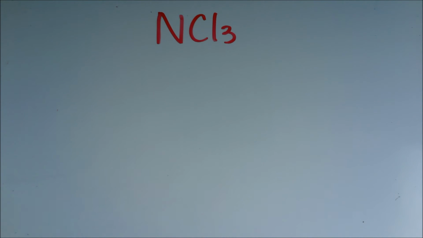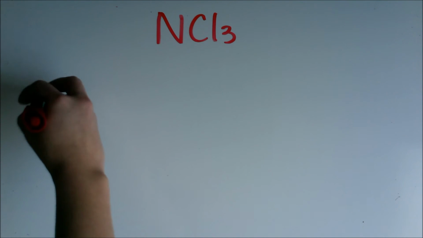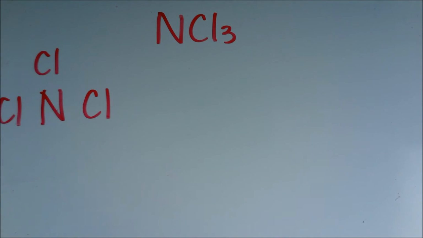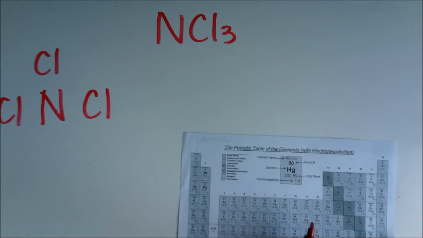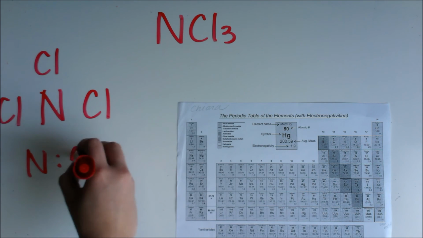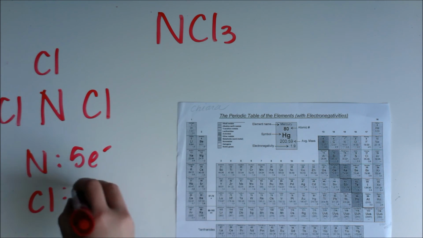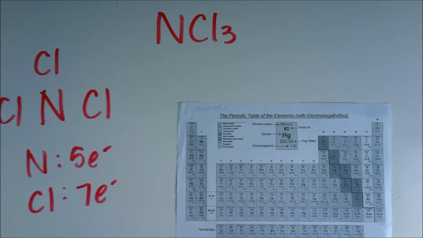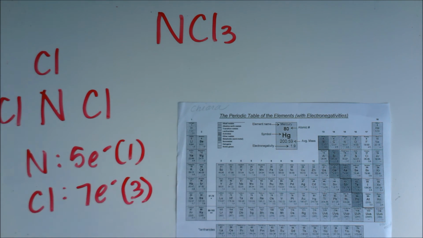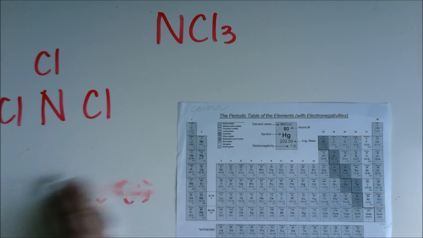Nitrogen has the lowest electronegativity, so nitrogen was the central atom and chlorine will be distributed around it. Then we will use the periodic table of elements to add up the number of valence electrons. Nitrogen is in the 5th column, so it has 5 valence electrons. Chlorine is in the 7th column, so it has 7 valence electrons. There's 1 nitrogen atom, so we'll multiply 5 by 1, and there's 3 chlorine atoms, so we'll multiply 7 times 3. This adds up to a total of 26 valence electrons.